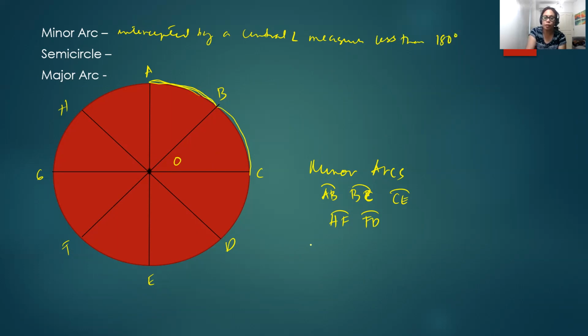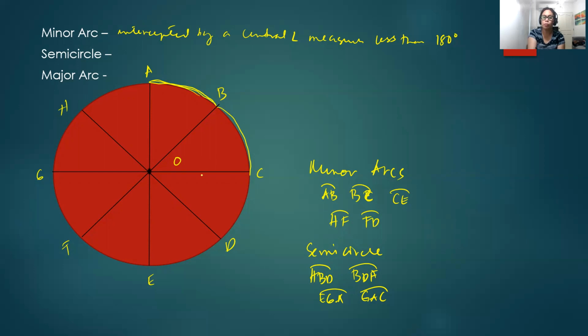For semicircle, we have semicircle HBD, semicircle BDF, semicircle EGA, semicircle GAC. In comparison to minor arcs, we name a semicircle as well as a major arc using three letters, such that the first and the last letter are the endpoints of the arc, and the middle letter is a point within the endpoints of the arc.